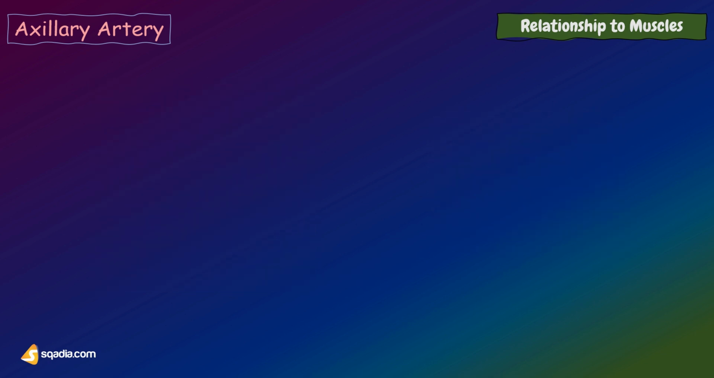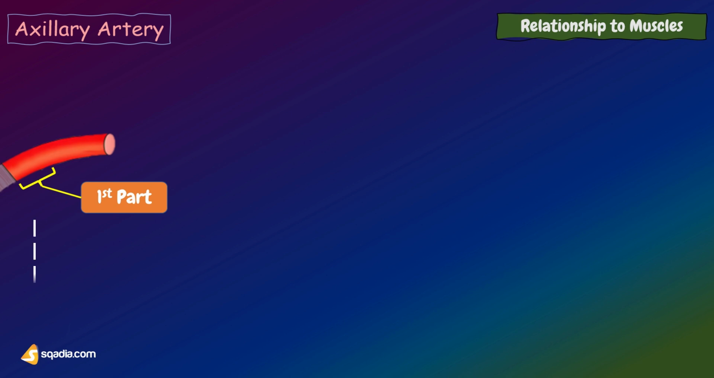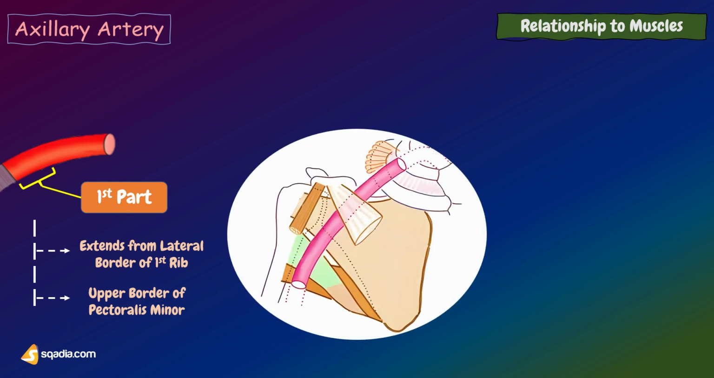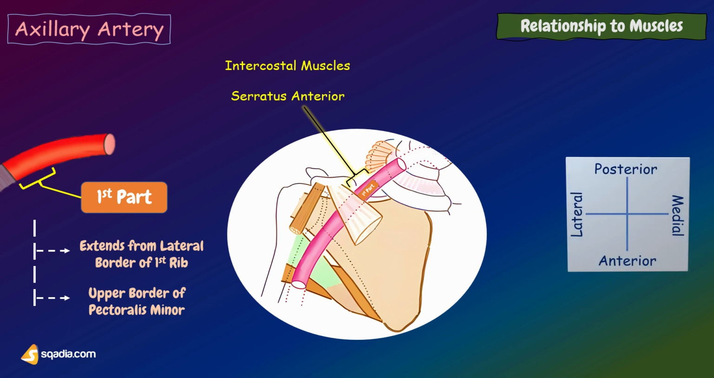Now let's start by talking about the first part of the axillary artery. It extends from the lateral border of the first rib to the upper border of the pectoralis minor muscle. The first part of the artery rests on the muscles of the first intercostal space and the upper part of the serratus anterior. These muscles are present at the posterior aspect of the first part of the axillary artery. The first part is also covered by the clavipectoral fascia, which extends from the pectoralis minor to the clavicle.